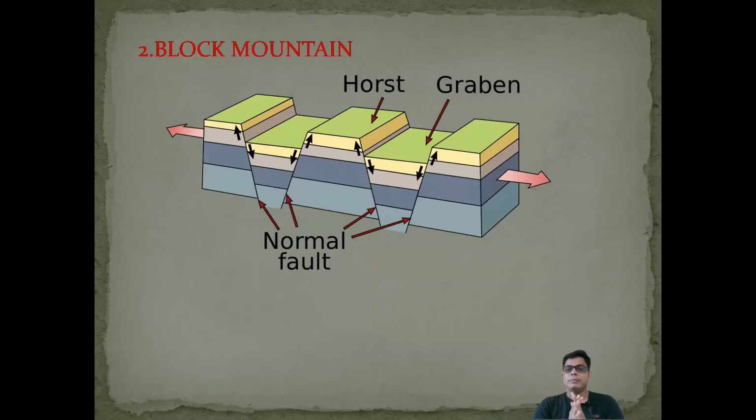So if you see my background, you can see that I have given a picture regarding that. The upper portion is known as the horst, and the lower portion of this block mountain is known as the graben. Okay, and this is the normal fault. What is a normal fault? One portion goes down and another portion goes up. So that is called the normal fault.